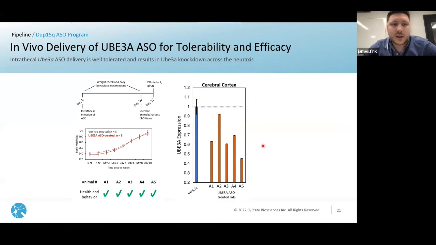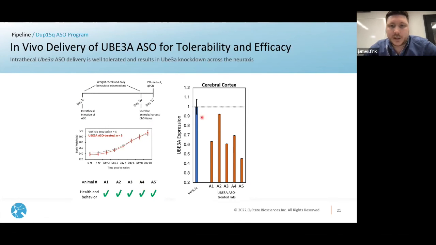The ASOs are delivered to rats intrathecally on day 0. They're measured for weight and some behavioral observations every few hours for the first few days, and then once a day up until day 10. And then they're sacrificed and several tissues are harvested. The cerebral cortex is an area of particular interest for this disease, so that's where we're looking here. You can see that there's no difference between the ASO treated group and the vehicle treated group in terms of their weight gain, and all signs of the animals from a behavioral perspective were normal, which is a great sign for our molecule.